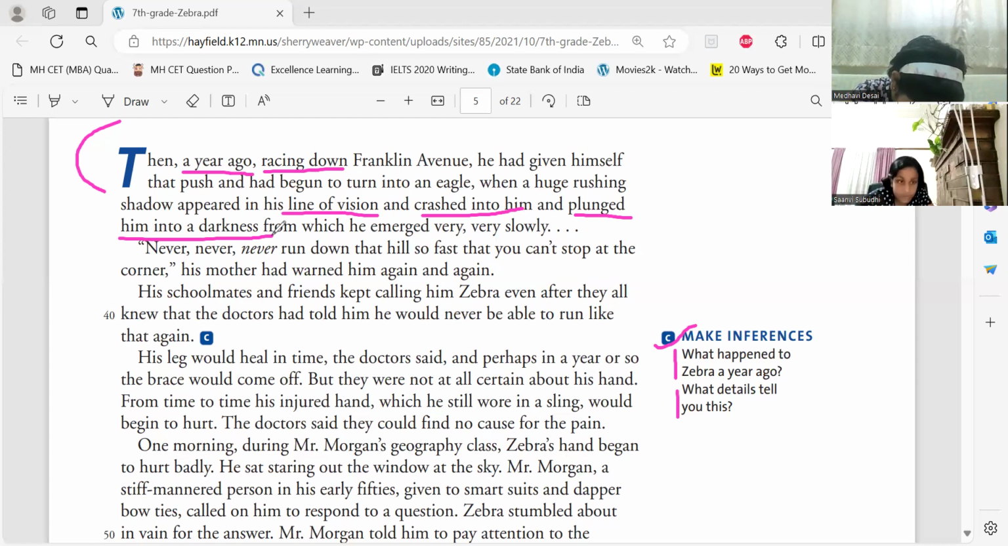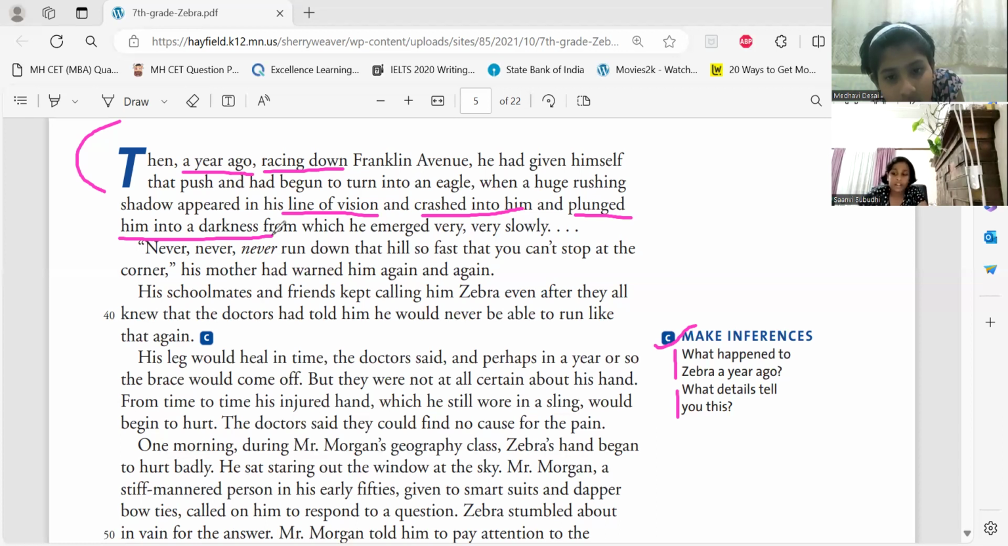So what happened? He was running and somebody, just like Medhavi said, dashed into him. And oh, where am I? From which he emerged very, very slowly. See? So tell me what happened a year ago? Maybe an accident. And what is a big shadow? What do you think? A huge shadow? What is a shadow? I don't know. Something dashed. Maybe some person, some human. Okay?